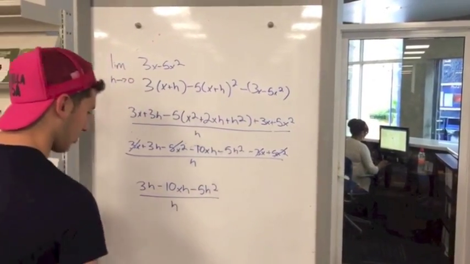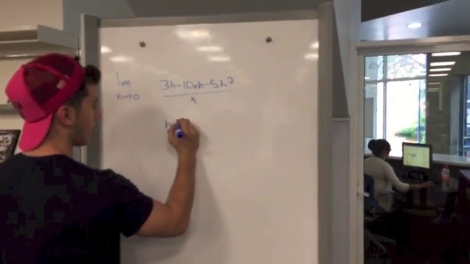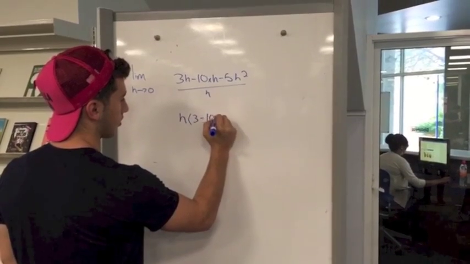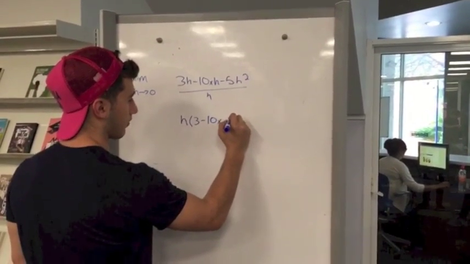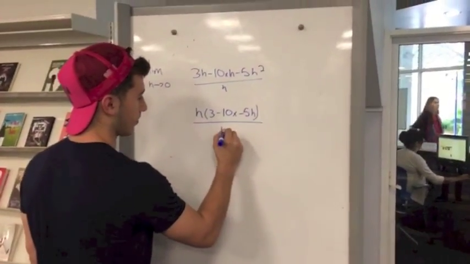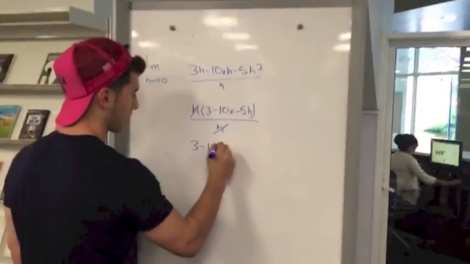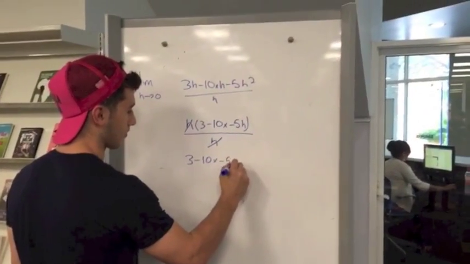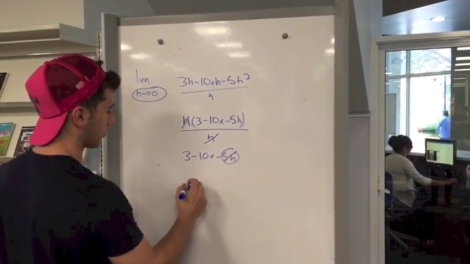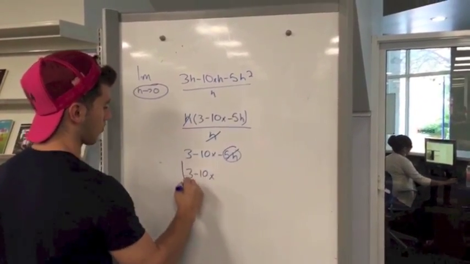And now we're going to have to take the h out. So what I did is I erased everything and wrote the formula we have right now. So it's going to be h open parentheses 3 minus 10x minus 5h, everything over h, and as you can see the h's cancel, so 3 minus 10x minus 5h, and since h is approaching 0, we will get a 0, and our final answer will be 3 minus 10x.